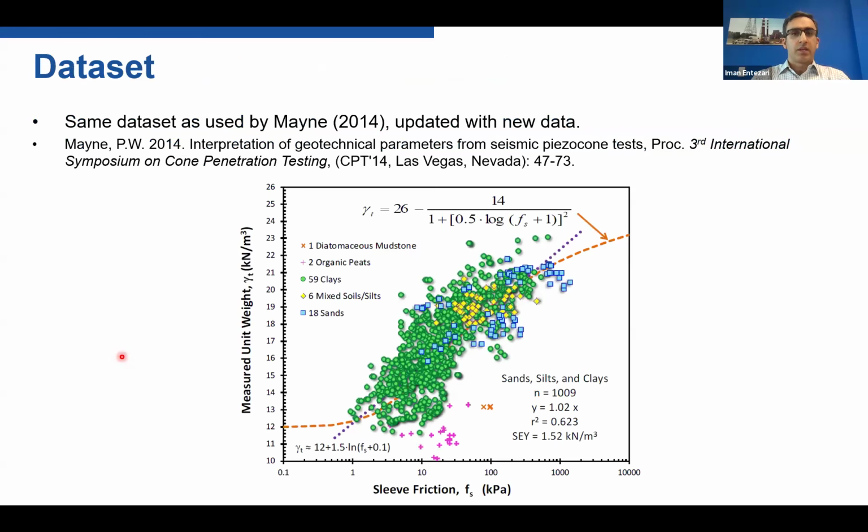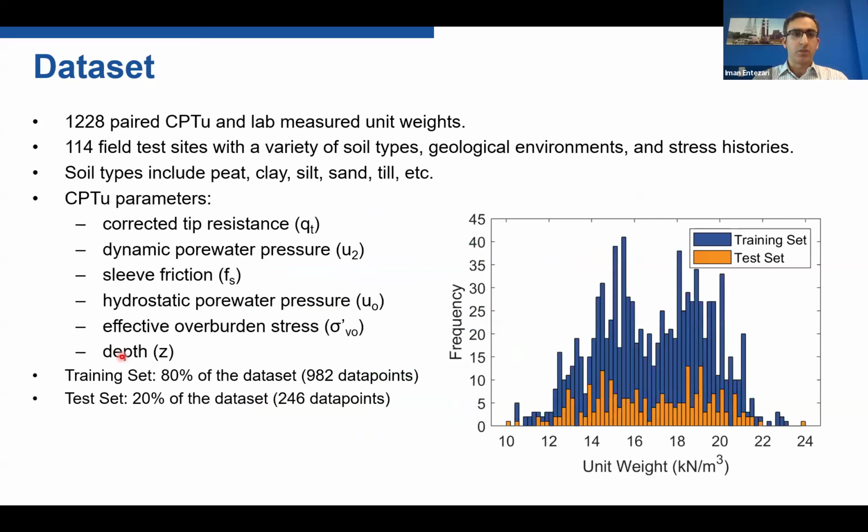So the data set that was used in this study is the same data set as used by Dr. Paul Meng at Georgia Tech, updated with new data. So if you look into that paper, you basically see this figure that using that data set, Paul has basically developed a correlation to estimate unit weight based on slip friction. So we use this same data set, and then we applied machine learning to see what we get.